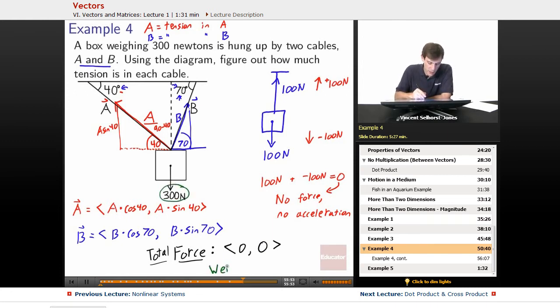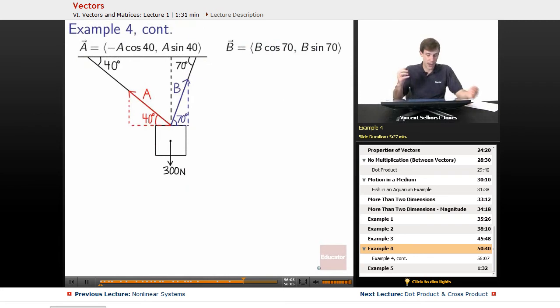So the weight is equal to 0 because it's perfectly down, so it doesn't have any horizontal component, and minus 300 because it's pointing down. Great. At this point, we actually have enough information to solve it. Let's work this thing out now.